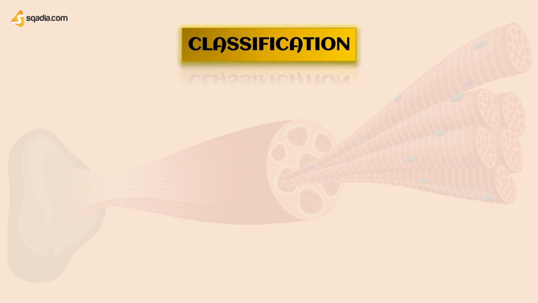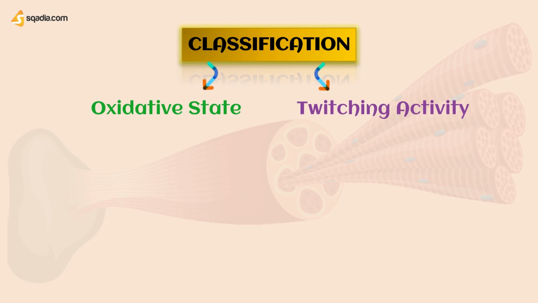The skeletal muscle fibers are classified on the basis of 2 things. Number 1. Is their oxidative state. Number 2. Is their twitching activity. So, what is the oxidative state?